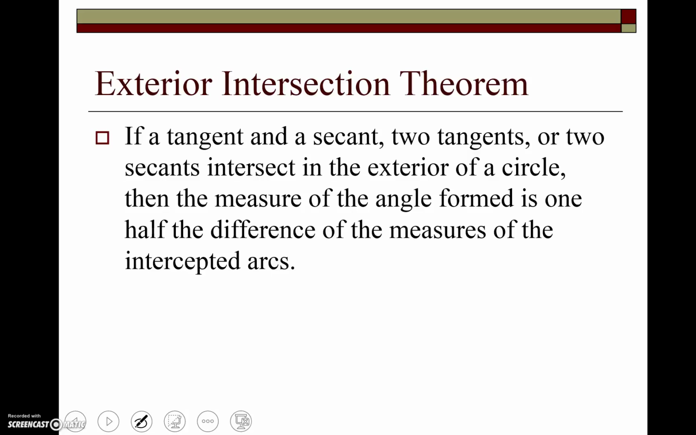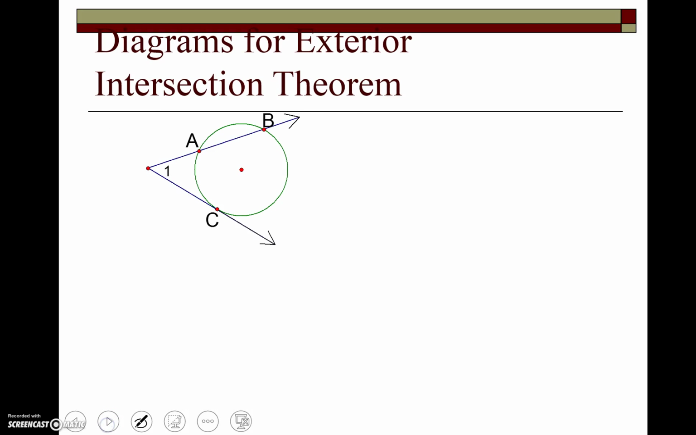Our last theorem here actually deals with 3 different cases. We have a tangent and a secant, 2 tangents, or 2 secants intersecting in the exterior of a circle. To find the angle that is formed, it is 1/2 the difference of the measures of the intercepted arcs. The difference means subtraction. Let's look at each example. Here's where we have a tangent and a secant. We're looking to find the measure of that angle 1 there.